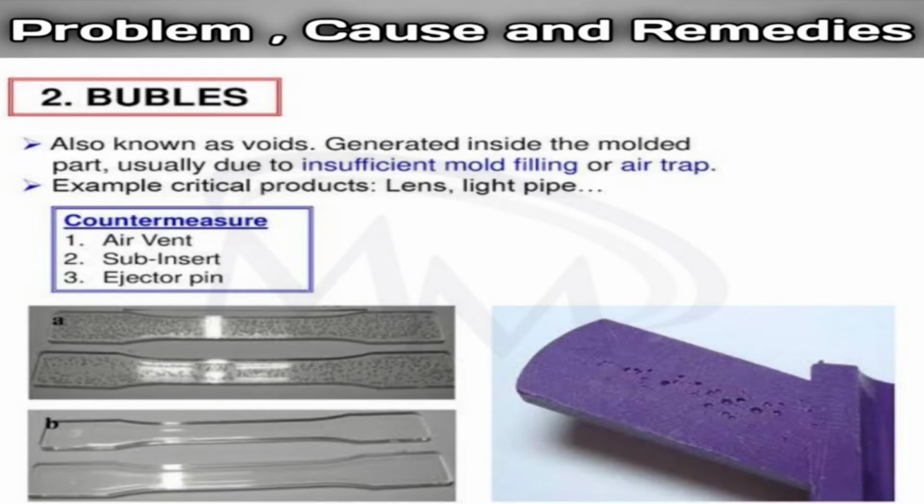Bubbles, also known as voids, are generated inside the molded part, usually due to insufficient mold filling or air trap. Example critical products: lens, light pipe. Countermeasure: 1. Air vent. 2. Sub-insert. 3. Ejector pin.